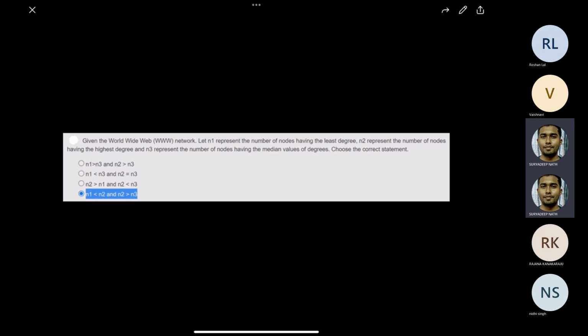So this is a Barabasi-Albert model. N1, the number of nodes having the least degree, would be the highest. N2, the number of nodes having the highest degree, would be towards the tail of it, and N3 is the median value of the degrees, so it would lie in between. So N1, N3, and N2, that sequence. Yeah, option 4.